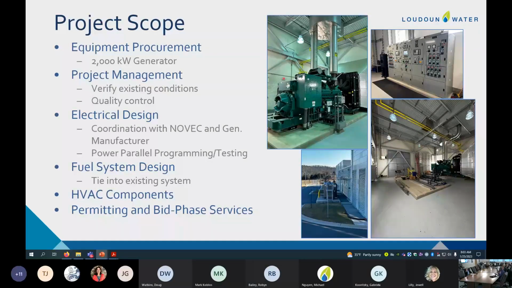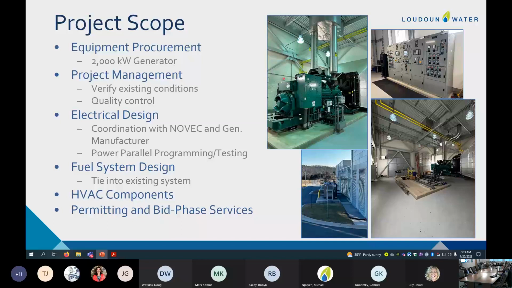The electrical design not only includes the engineering component of it, but there's a lot of coordination with Novik and the generator manufacturer. Novik is the power provider for the facility. And this generator actually has to be coordinated so that there's a mimic panel that helps us transition from auxiliary power to the primary source of power in a safe manner with adequate safety and programming. So the programming component of all of this is pretty tricky, and it requires a lot of coordination.